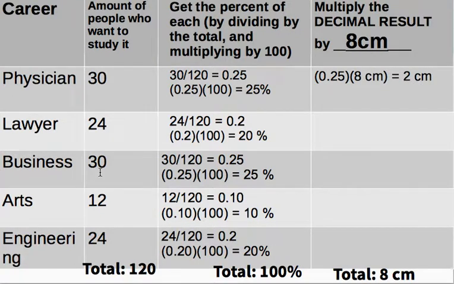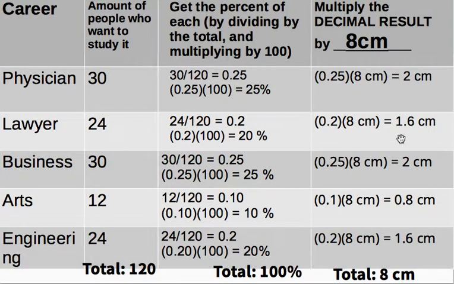Then I gotta do the same thing for all of them. I got them right there: 1.6, 2 centimeters, 0.8, and 1.6. And when you add them, the total has to be, of course, my 8 centimeters. You can add that and verify that you get your 8 centimeters.